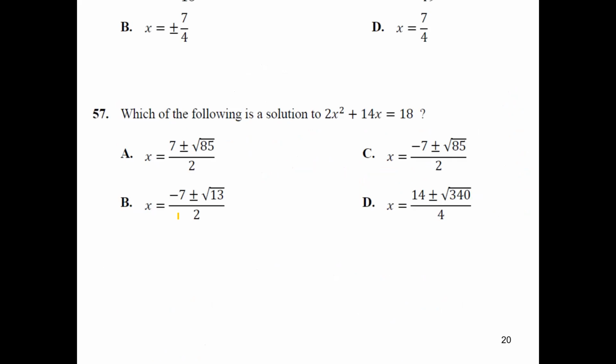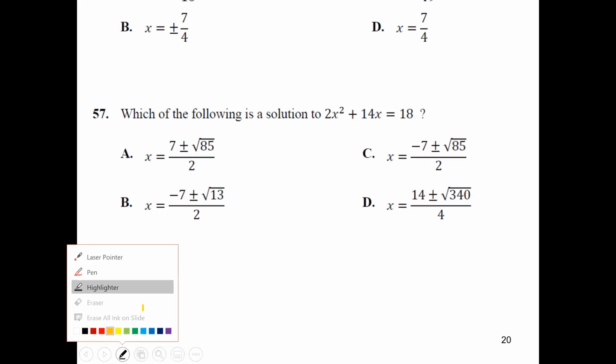All right, number 57. Which of the following is a solution to this? So this one looks really ugly. And when you guys look at the answers, take a look at the answers. Are the answers like a perfect whole number? No, it's like with square roots and all that other crazy stuff.